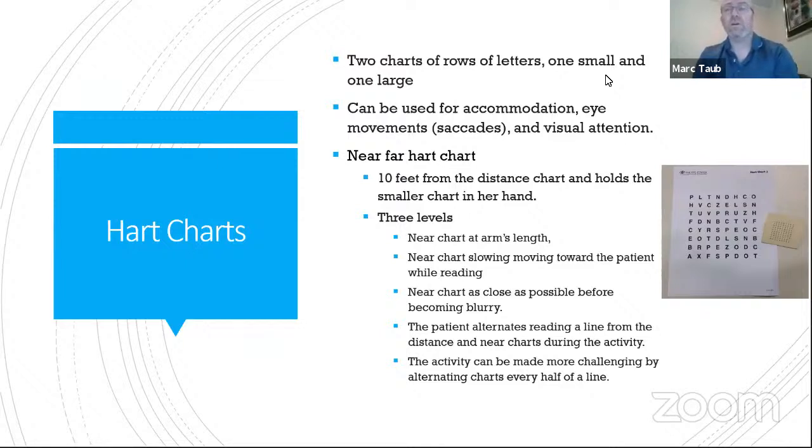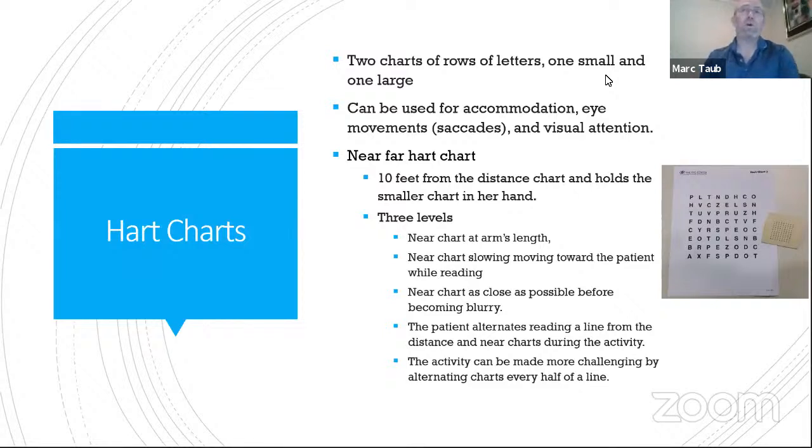The third, and certainly the hardest, of course, is you start off with the chart literally as close as you can possibly make it, and it just starts to get blurry. Then you pull it out just a hair, and that near chart stays at about 2-3 inches from the nose. And they're reading distance and near and distance and near. So it's a really, really challenging activity.